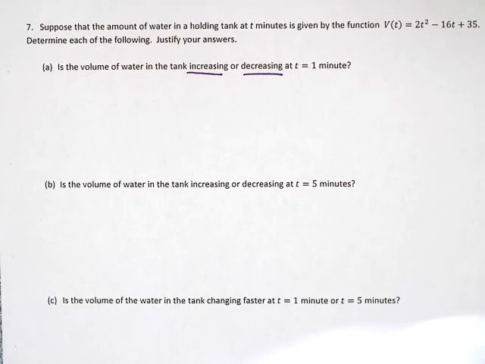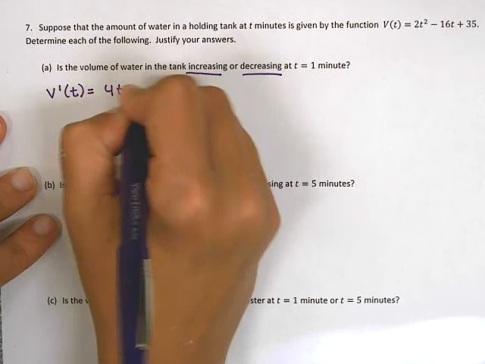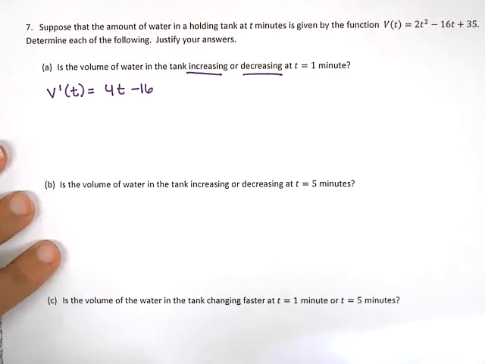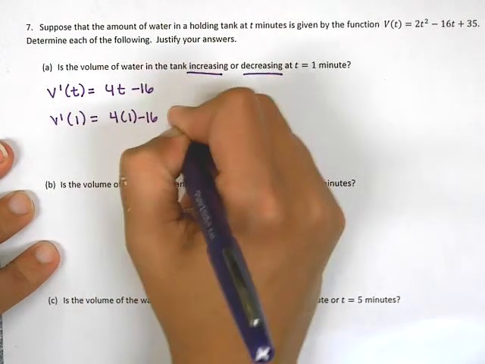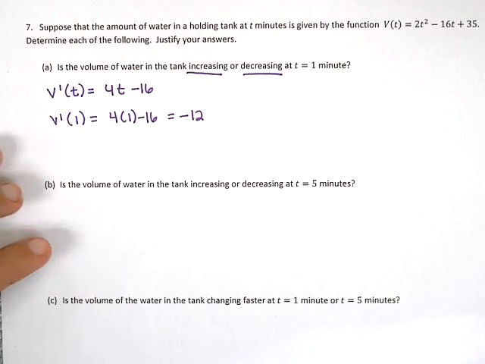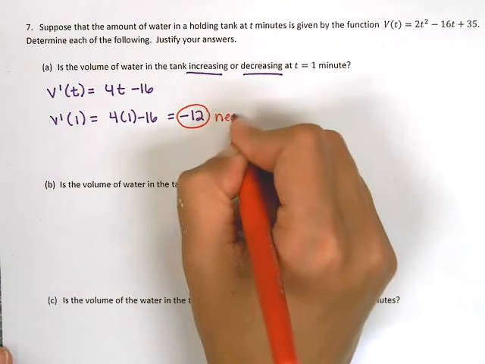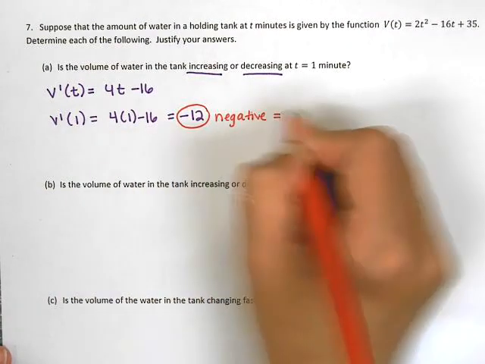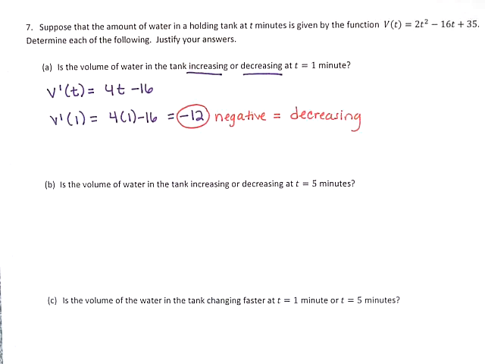When I hear increasing, I'm thinking, is it changing by going up or changing by going down? To figure that out, we need to look at the rate of change, which is the derivative. So I would do the derivative of my volume, which is 4t minus 16. They are specifically asking about what's happening at 1. So it'd have 4 times 1 minus 16, which is negative 12. Since the rate is negative, we would have decreasing. If the rate was positive, we would have increasing.